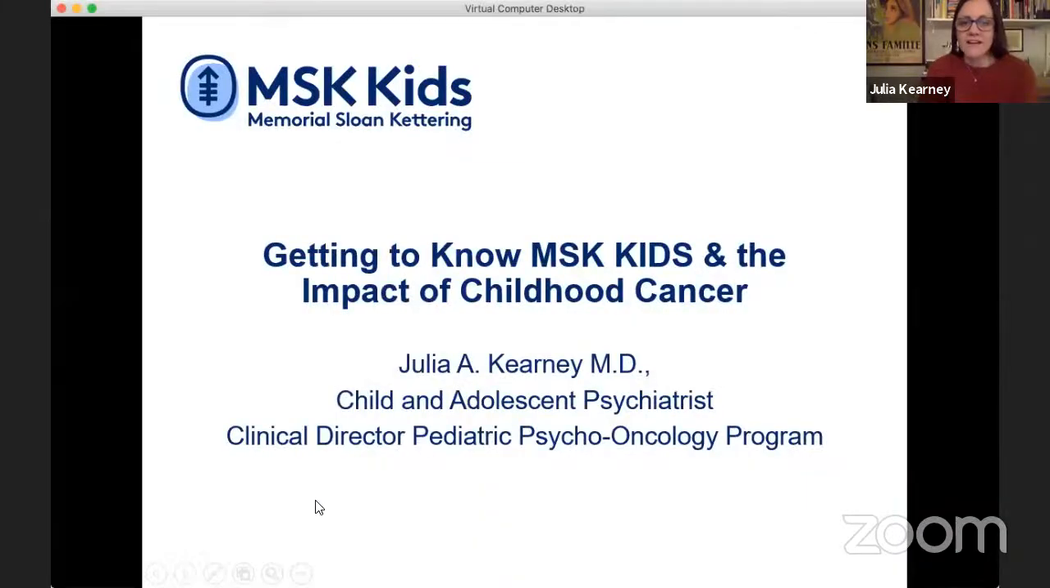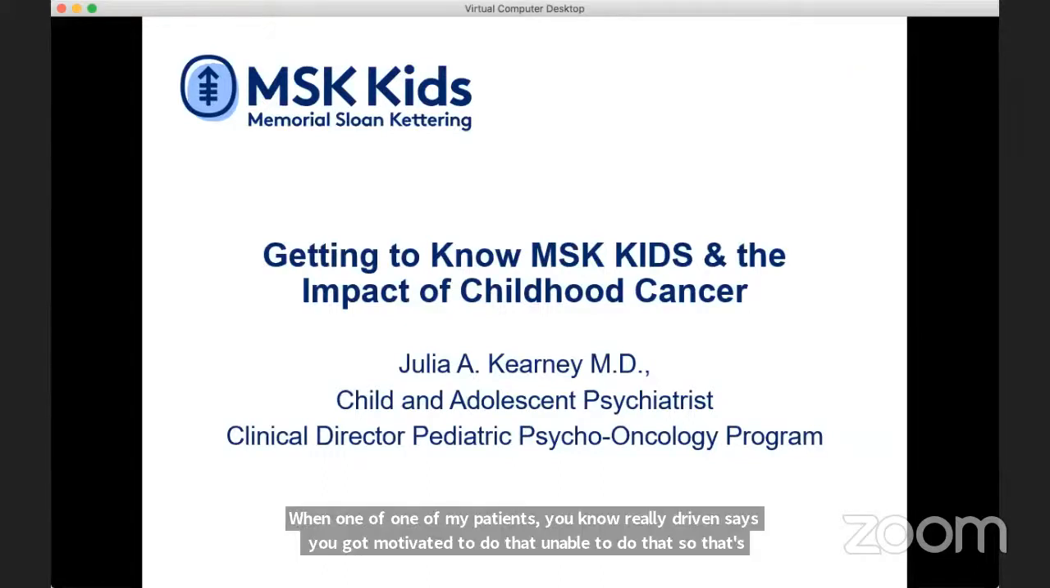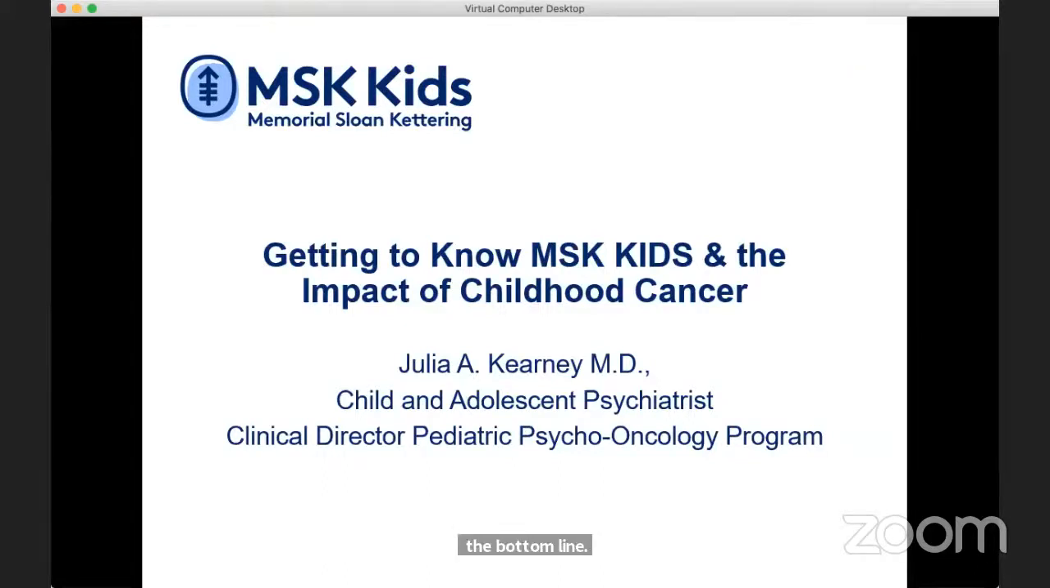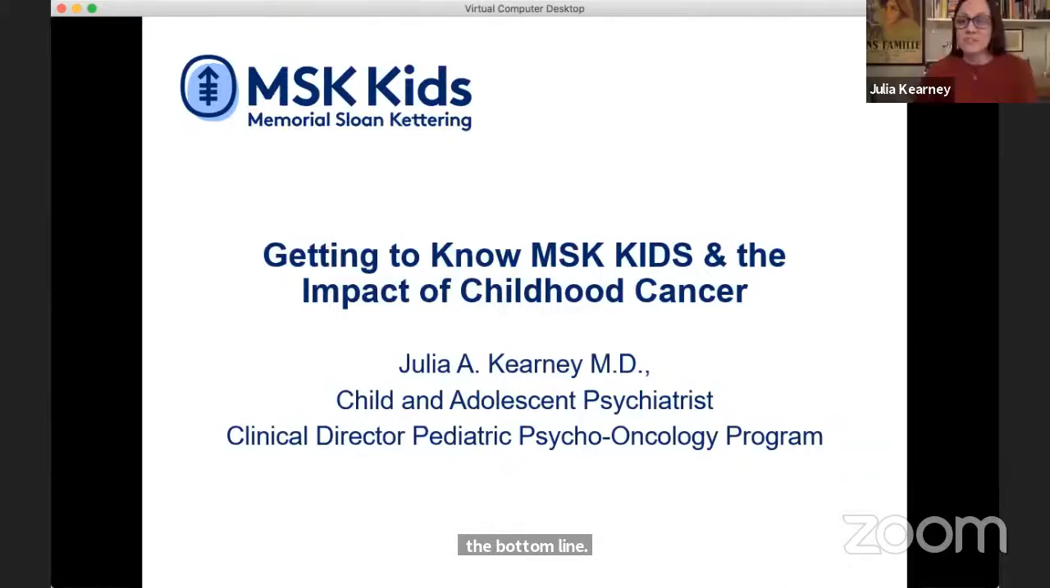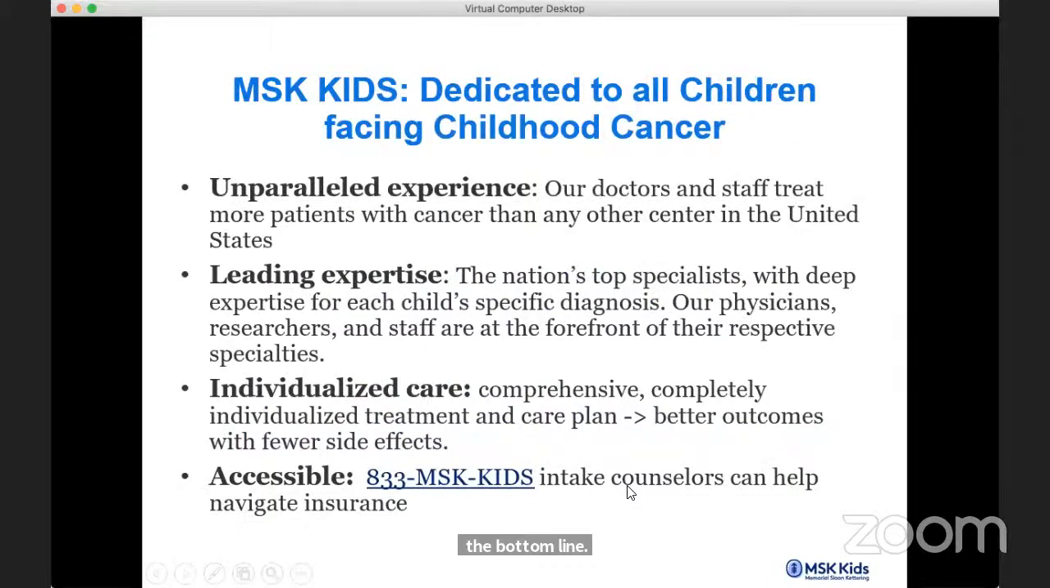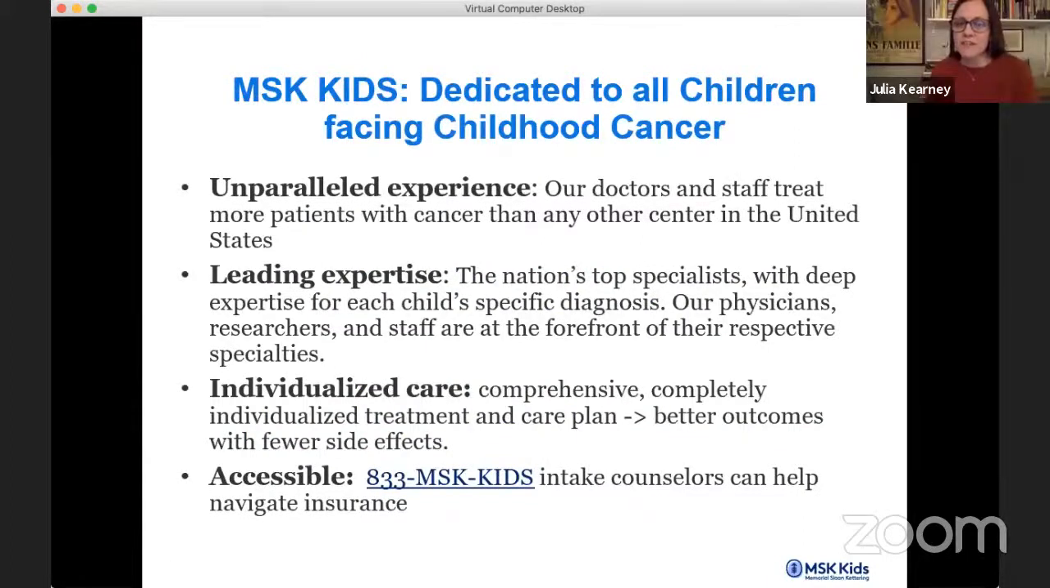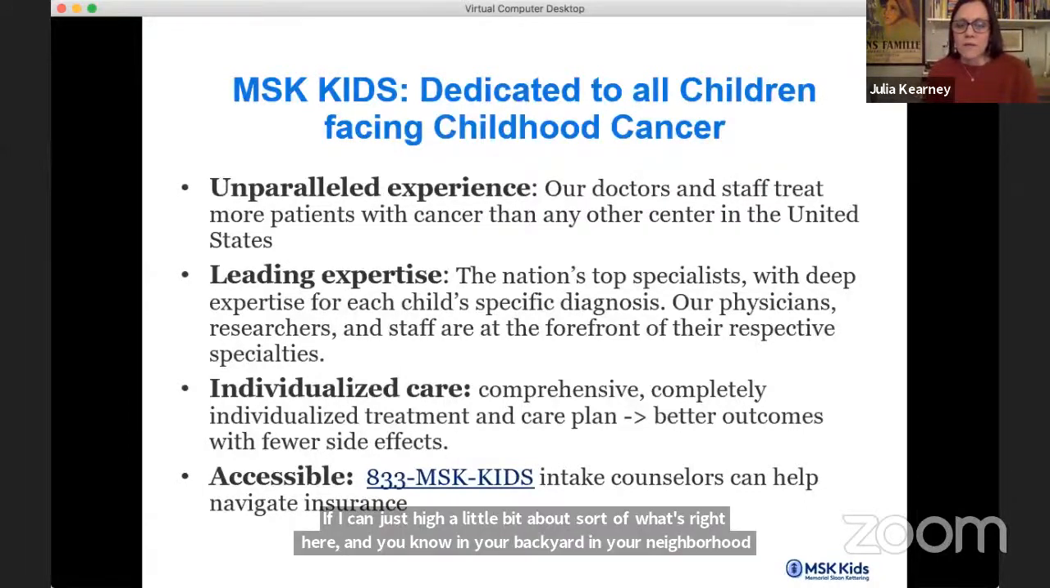If I can just tell you a little bit about what's right here in your backyard, in your neighborhood. I'm sure you know MSK well and have a working relationship with someone, but I don't know what you know about MSK Kids, which is really a mini children's hospital inside of Sloan Kettering, and we're the largest by volume pediatric cancer center in the country. And that might surprise you.